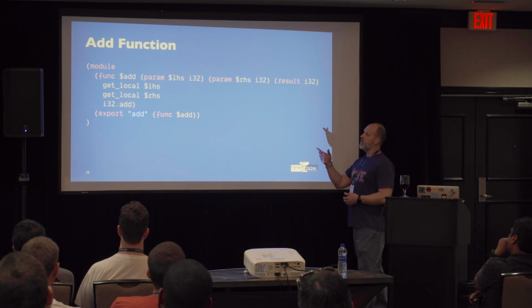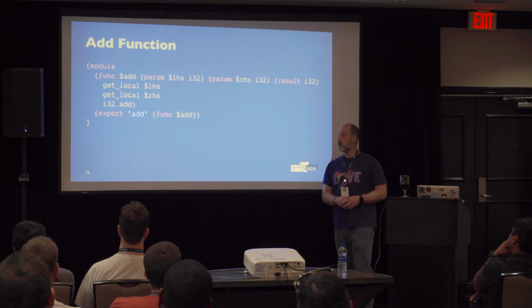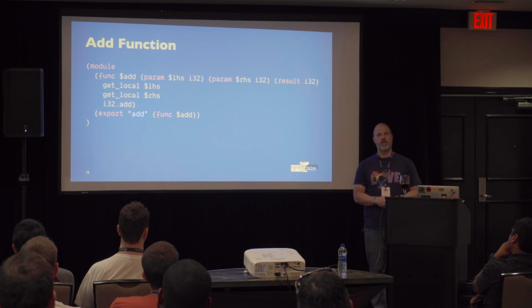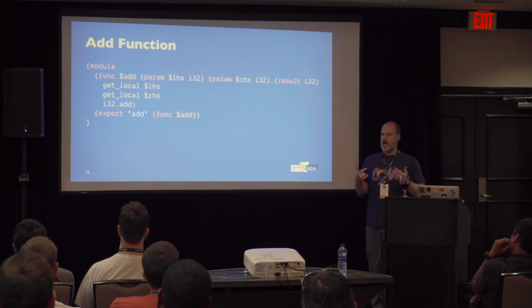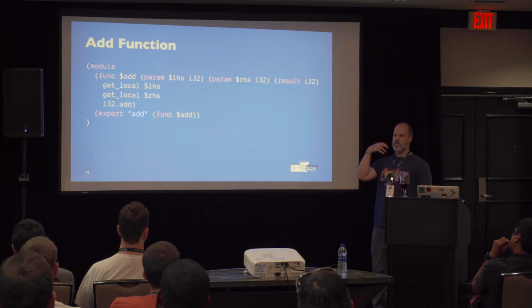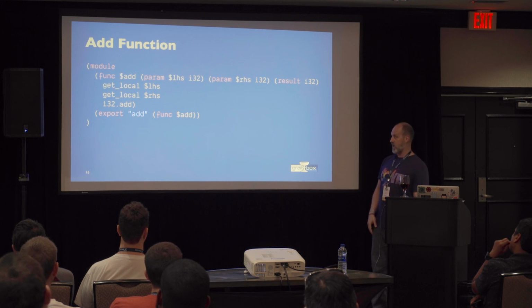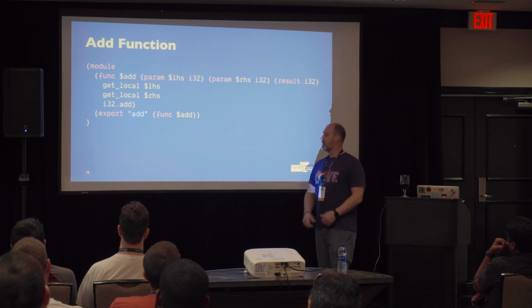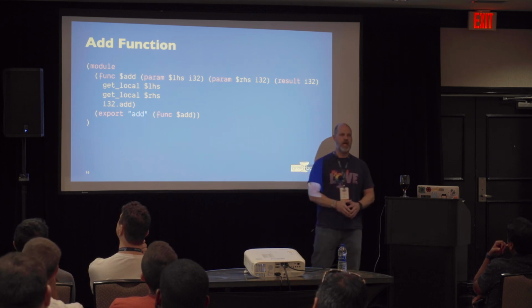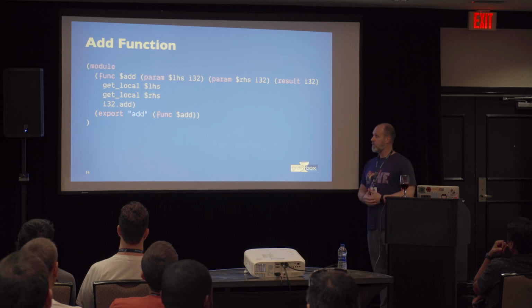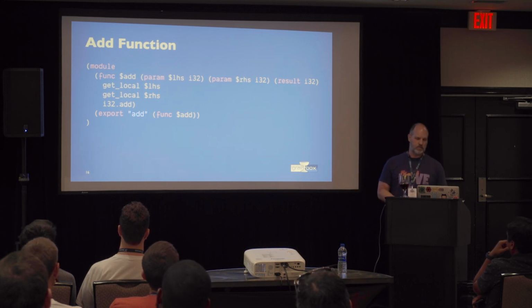So we're going to push the LHS onto the stack. We're going to push the RHS onto the stack. And then we're going to push the I32 add operation onto the stack. That's going to add those 2 numbers together, pop itself and those numbers off, and push the result onto the stack. And then we're going to export that add function as the string add. So that will be visible to callers. And that is our add function.